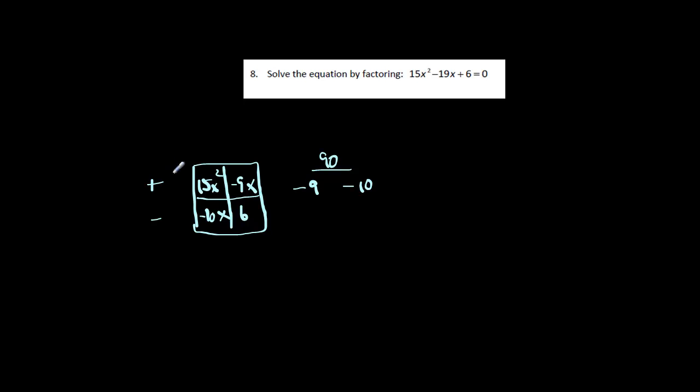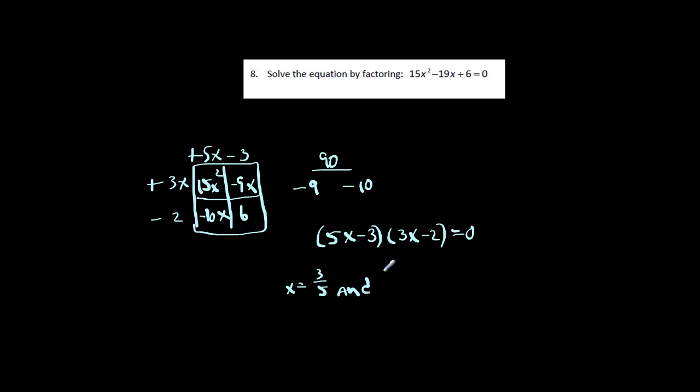So negative, positive, positive, negative. Let's factor out. We've got a 2. Over here we have 3x. Over here we have 5x, and here we have 3. So 5x minus 3 times 3x minus 2 equals 0. So my solution's going to be positive 3/5 and 2/3.